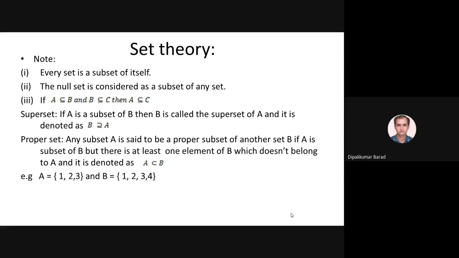A set A is said to be a proper subset of any set B if A is a subset of B, but there is at least one element of B which doesn't belong to A. It is denoted by A ⊂ B. Like A = {1, 2, 3} and B = {1, 2, 3, 4}, then A is a proper subset of B. So A ⊆ B means either A = B or A is a proper subset of B.